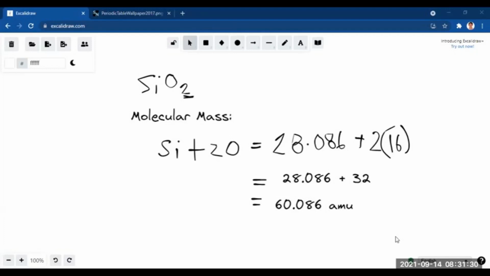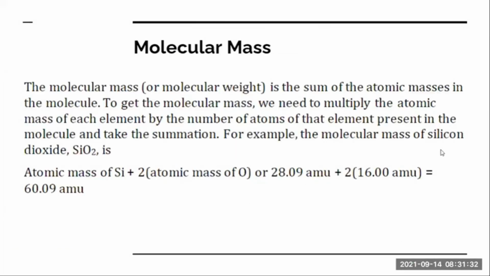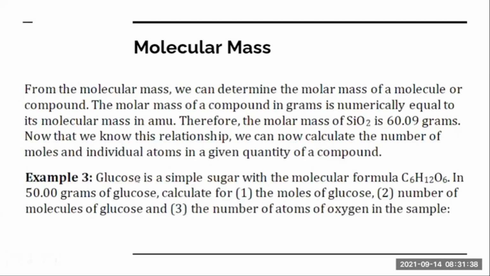I'll go back to the presentation. Okay, let's proceed. From the molecular mass, we can determine the molar mass of a molecule or compound. The molar mass of a compound in grams is numerically equal to its molecular mass in atomic mass unit. Therefore, the molar mass of silicon dioxide is 60.09 grams. Now that we know this relationship, we can now calculate the number of moles and individual atoms in a given quantity of a compound.